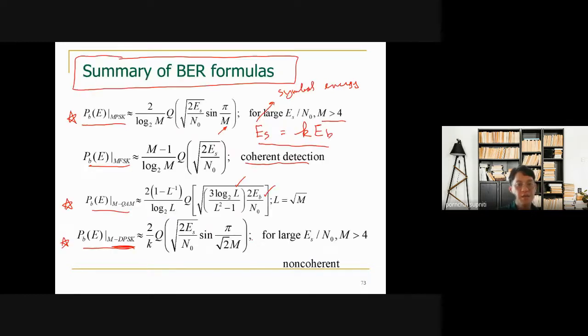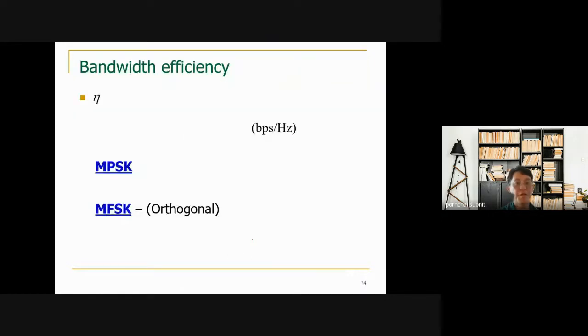Let me see what time it is. Oh, already 11. Let me look at the last topic, called spectrum efficiency or bandwidth efficiency, between MPSK and MFSK. And then we stop and look at Simulink. So bandwidth efficiency, or eta, is equal to bit rate over bandwidth. This can be the bandwidth of the signal or of the channel, but generally it's the signal. For MPSK, the bandwidth efficiency is equal to K bits per second per hertz.